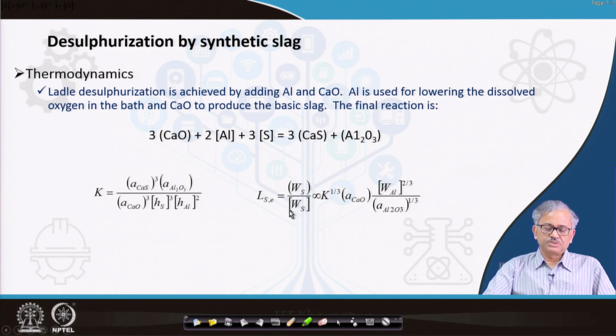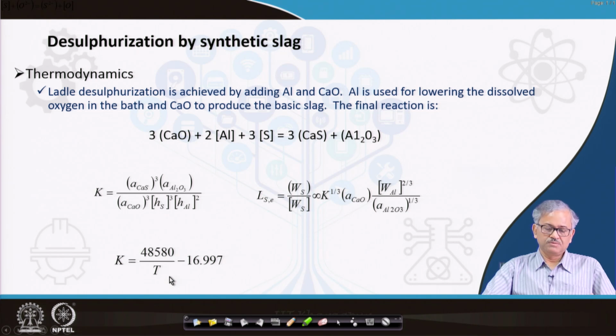There is a partition coefficient under equilibrium condition, and we have represented it as LS, and that is directly proportional to K to the power 1/3, activity of CaO, and weight percent of aluminum to the power 2/3, and activity of Al2O3 to the power 1/3 in the denominator. So we can find that LS is directly proportional to K to the power 1/3, and as you can find, K is again inversely proportional to temperature.